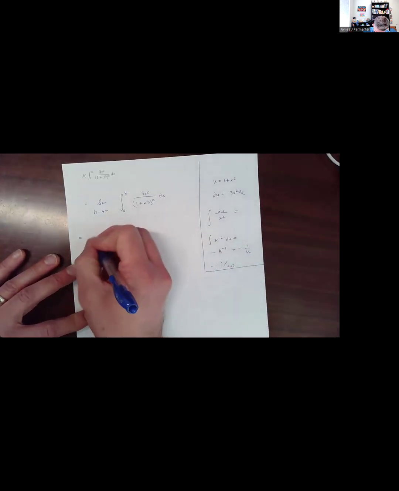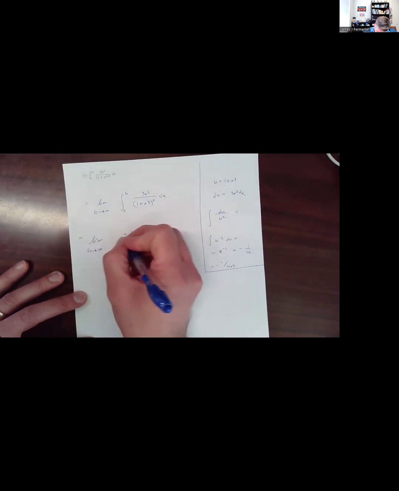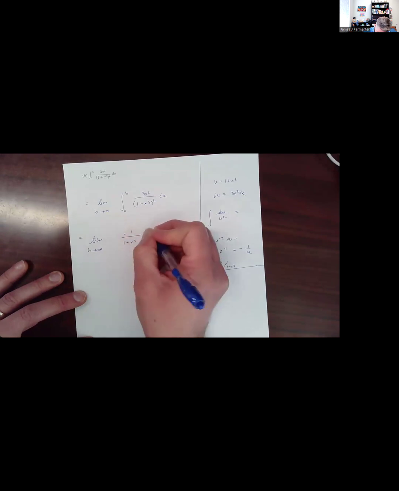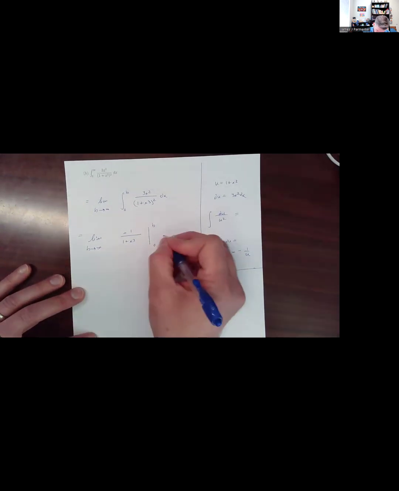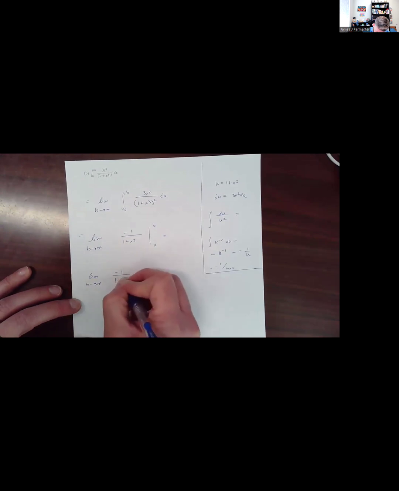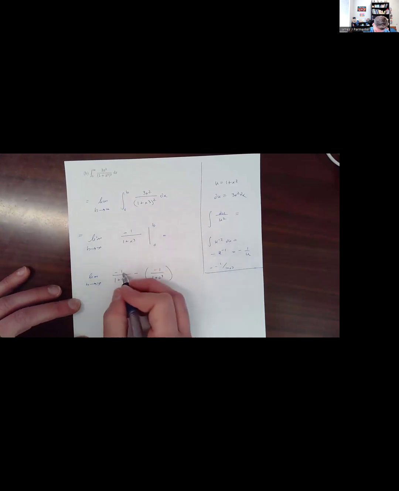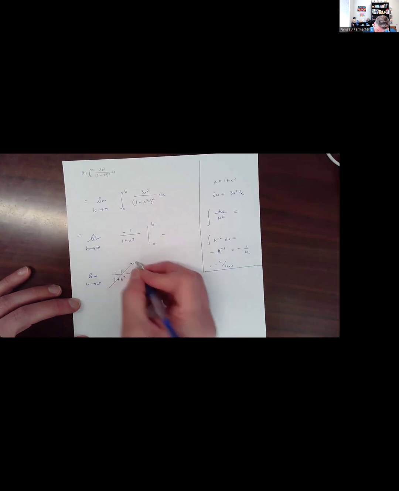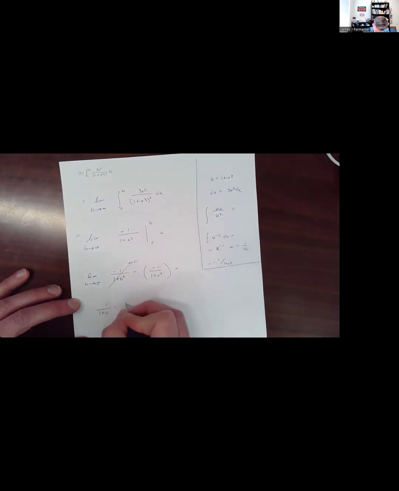So this is going to be equal to the limit as b goes to infinity of negative 1 over 1 plus x cubed from 0 to b. That's the limit as b goes to infinity of negative 1 over 1 plus b cubed, minus negative 1 over 1 plus 0 cubed. As b goes to infinity, 1 over 1 plus b cubed gets pretty small. You're left with positive 1 over 1 plus 0, which is just 1. This converges, and it converges to 1.